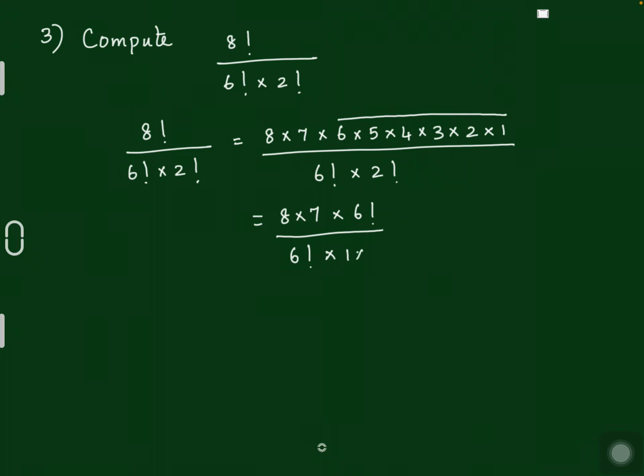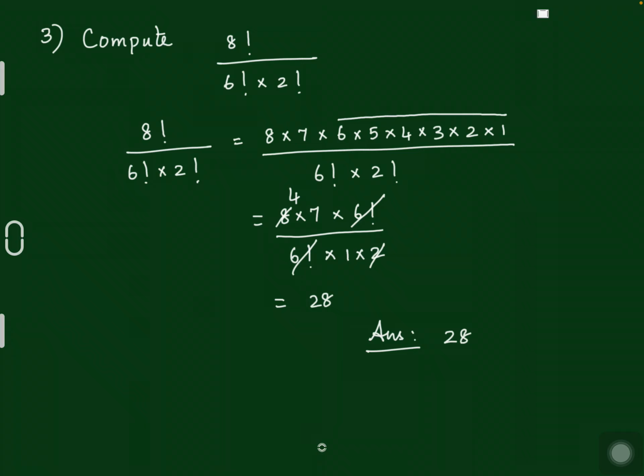So, 2 factorial is nothing but 1 into 2. So, this 6 factorial and 6 factorial get cancelled, and these 2 ones are 2, 4 twos are 8. So, what is in the numerator? 4 into 7, 28 by 1 is 28. So, what is the answer? 28. Hope it is clear.